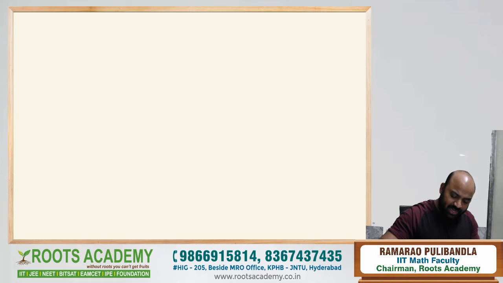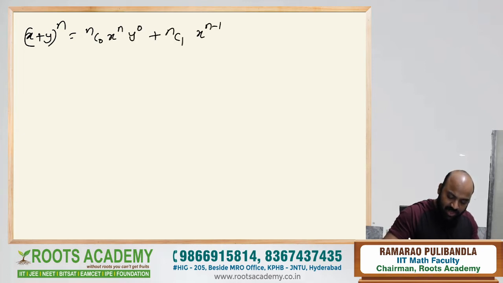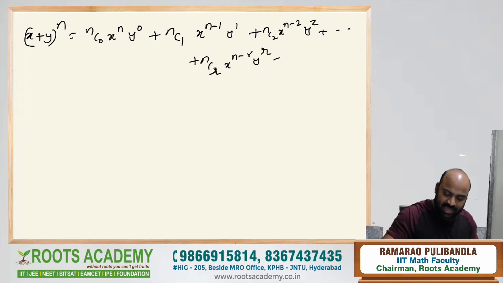The next one, I'm going again with the binomial expansion theorem. I'm writing it again for your convenience. (x plus y) whole power n is nC0 x^n y^0, plus nC1 x^(n minus 1) y^1, plus nC2 x^(n minus 2) y^2, and so on. I can write nCr x^(n minus r) y^r, plus nCn x^0 y^n.